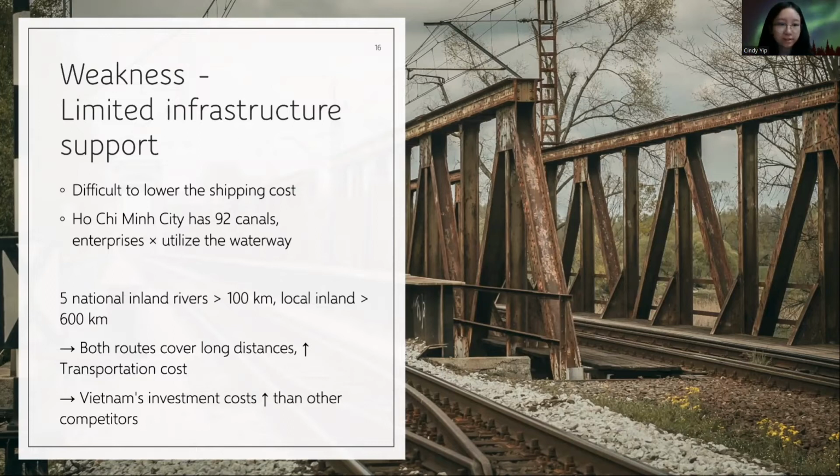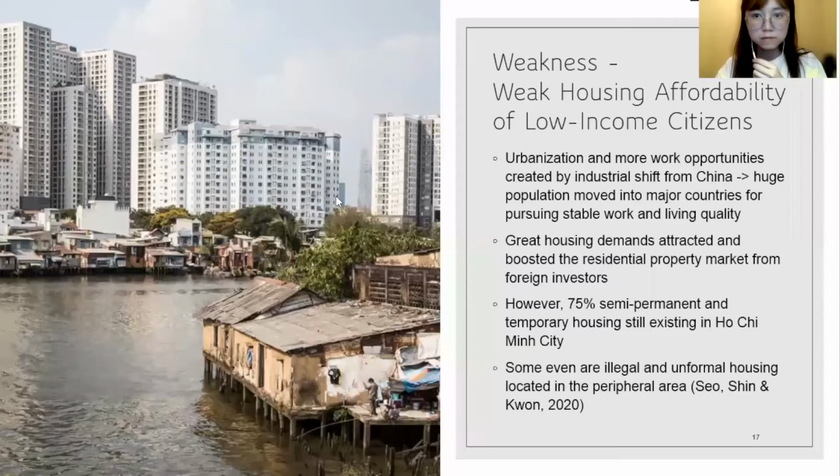Also, the inland river route is over 100 kilometers, while the local inland route is over 600 kilometers, and both routes cover a long distance, which first raises the transportation costs, and then will make Vietnam's investment costs less competitive when compared to other competitors. So let's pass the time to my group mates.